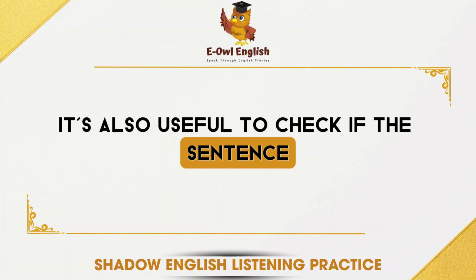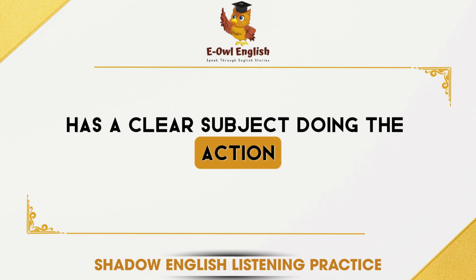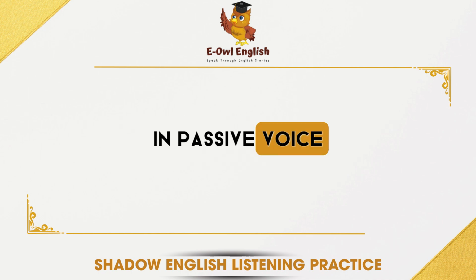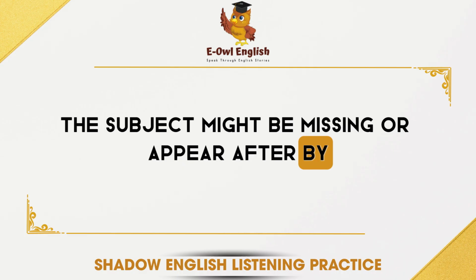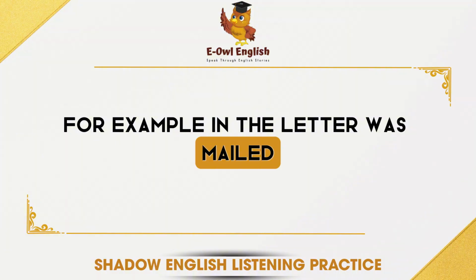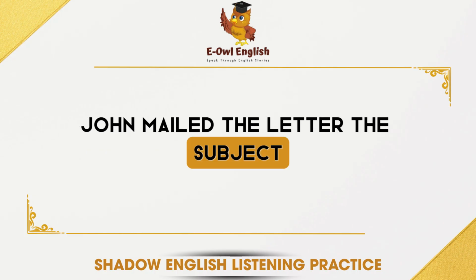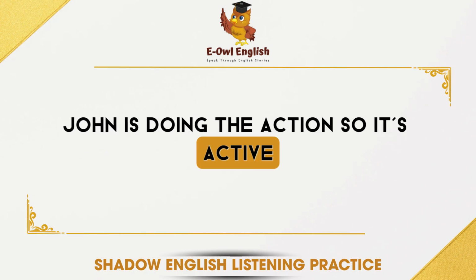It's also useful to check if the sentence has a clear subject doing the action. In active voice, the subject is obvious. In passive voice, the subject might be missing or appear after by. For example, in the letter was mailed, we don't know who mailed it. In John mailed the letter, the subject, John, is doing the action, so it's active.